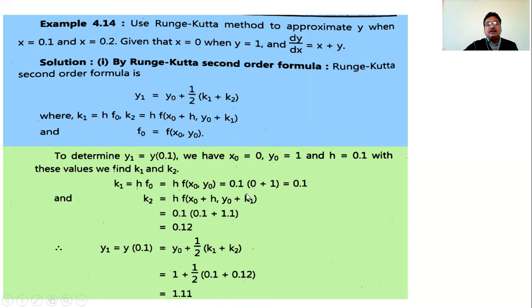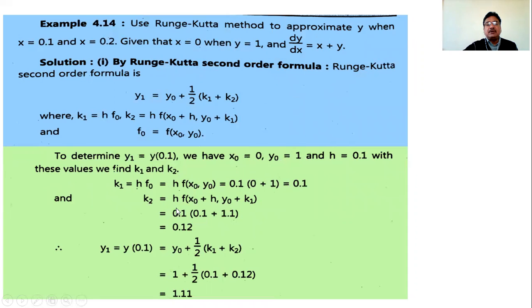So substitute h as 0.1, and f of x naught y naught. First, here denote that dy by dx, which means f of x y, is x plus y. So f of x naught y naught is x naught plus y naught, where x naught is 0 and y naught is 1. So 0 plus 1, that is 1.